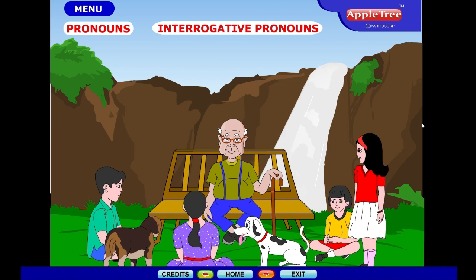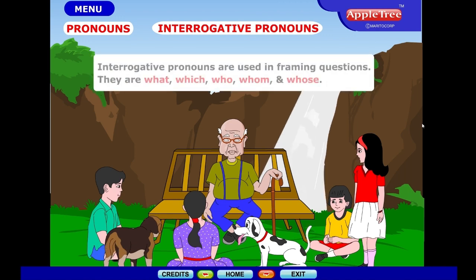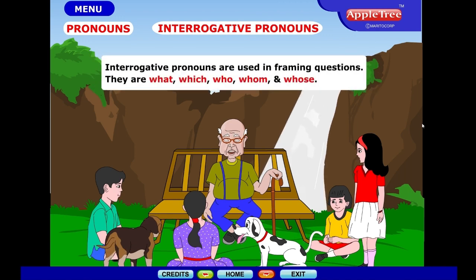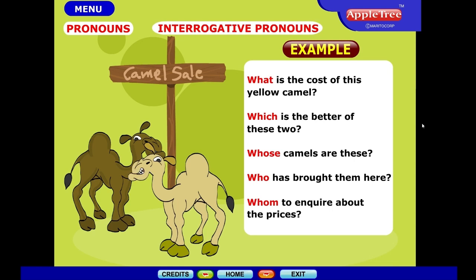Grandpa, what are interrogative pronouns? Interrogative pronouns are used in framing questions. They are what, which, who, whom, and whose. Here are the examples for interrogative pronoun. What is the cost of this yellow camel? Which is the better of these two? Whose camels are these? Who has brought them here? Whom to enquire about the prices?